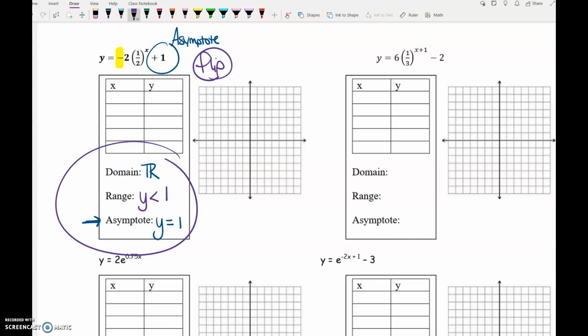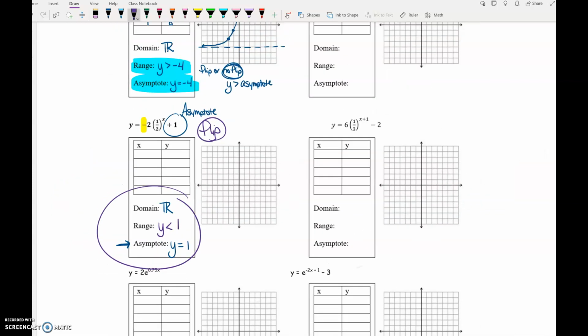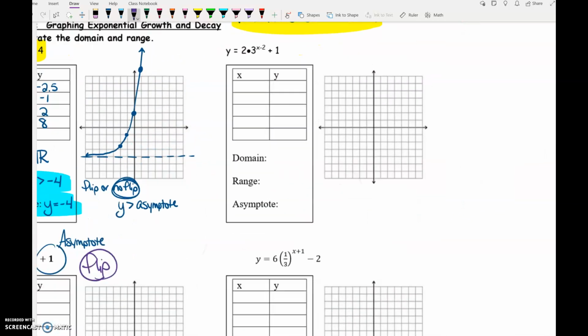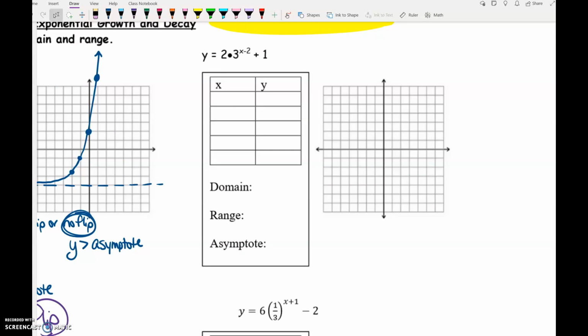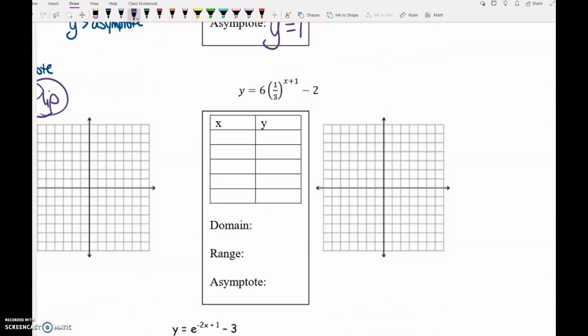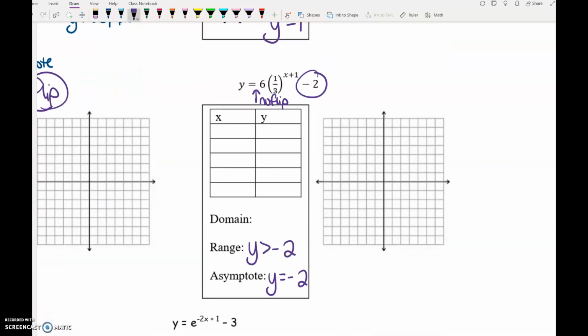On all of these, you can do this part without going to Desmos. You can do this part first, and then you can go to Desmos to get the points that you actually are going to graph. Let's look at this one. It says +1, so my asymptote is y equals 1. I see that there's no negative, so I know that there's no flip. So our range, y is greater than 1. Domain, that's the easy part. Why don't you try this one on your own?